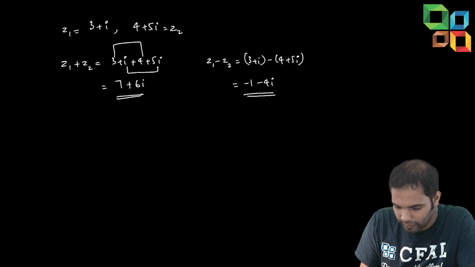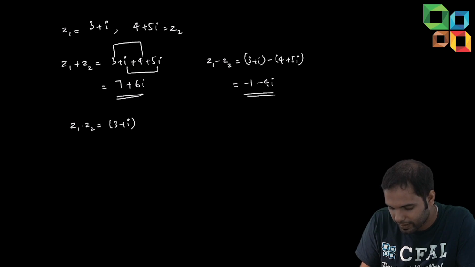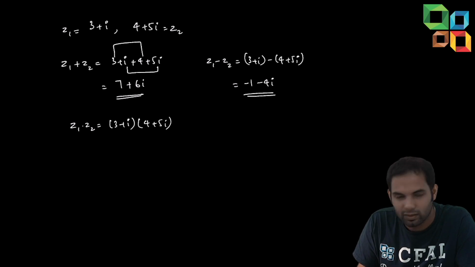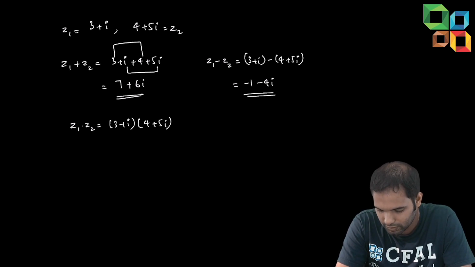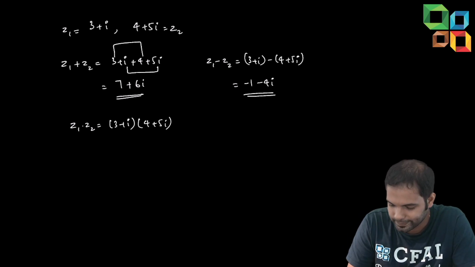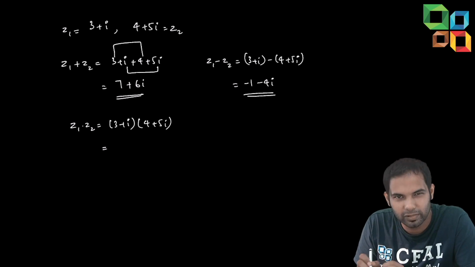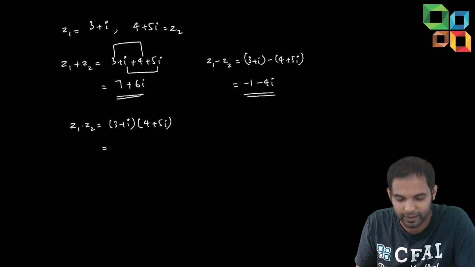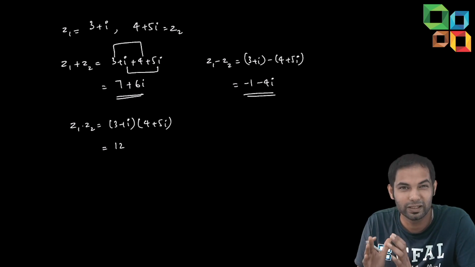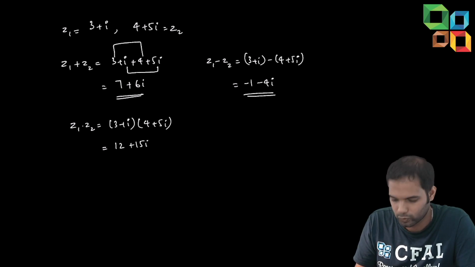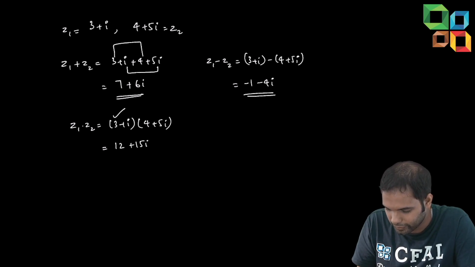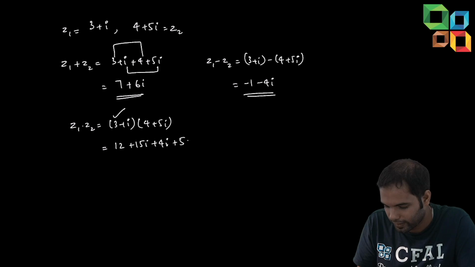But what should we do if I have to multiply, say Z1 into Z2? To multiply these two, can we figure out what this multiplication is? What is this number equal to? You can try this. You simply have to multiply them. 3 into 4 is nothing but 12 because it's a number. 3 into 5i is 15i. Agreed. Now you have completed 3, so i into 4 is 4i. Now i into 5i is nothing but 5i square.